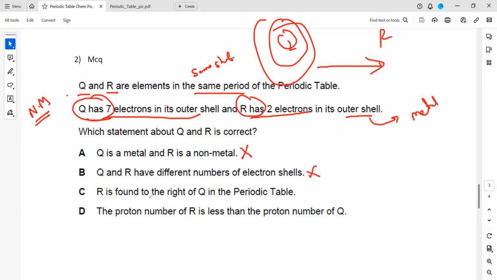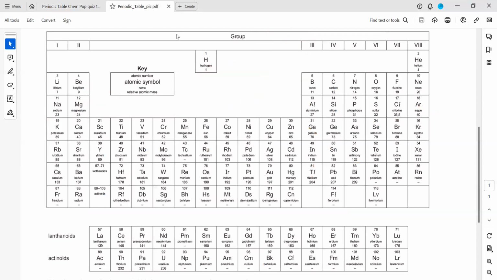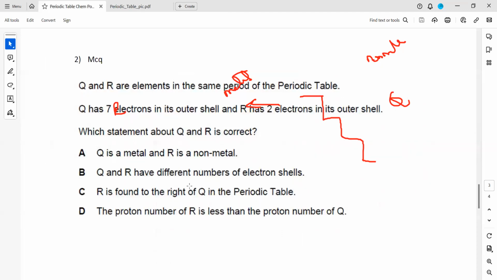R is found to the right of Q. Where do we find R? Because R is a metal, and if you see the periodic table and draw the stairs, on the left of the periodic table we'll find metals, and on the right we'll find non-metals. We work out R is a metal and Q is a non-metal. So R is on the left of Q, not right of Q. So, is R found on the right of Q? No, it's not on the right, it's on the left.